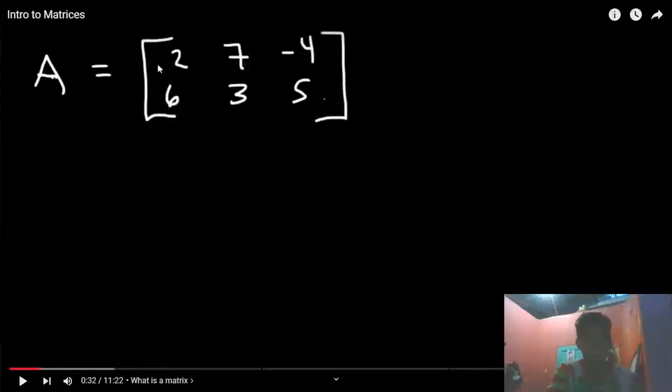These are the rows and these are the columns. So this is a 2 by 3 matrix. So hopefully everybody could see that. That is a 2 by 3 matrix. Let's actually go into the reaction.